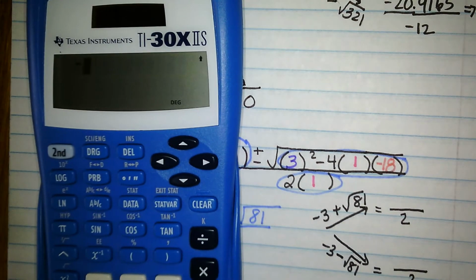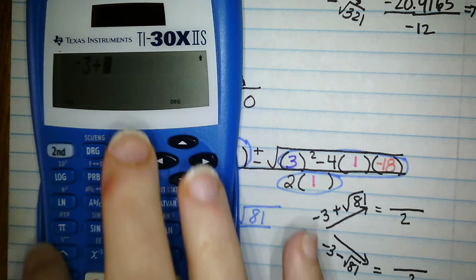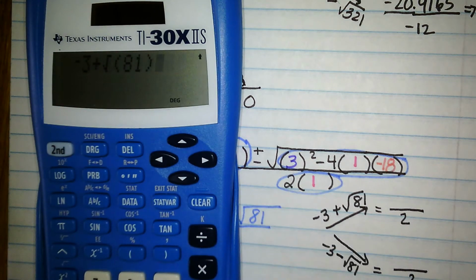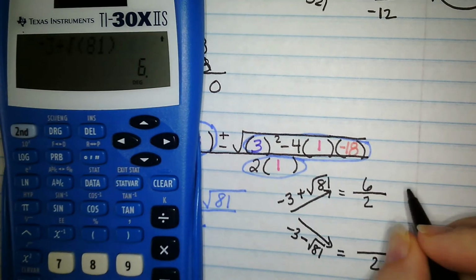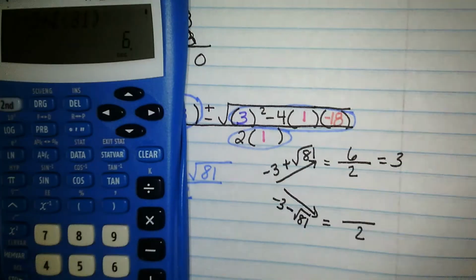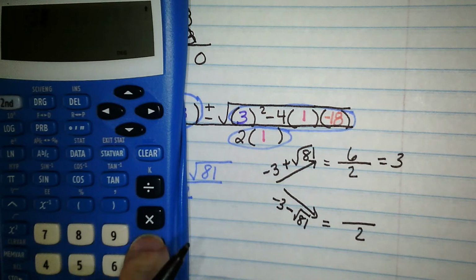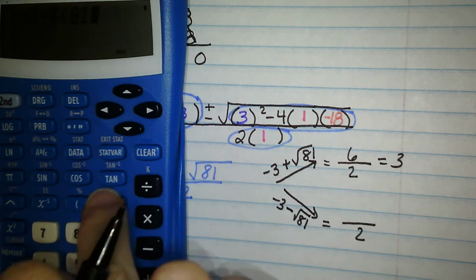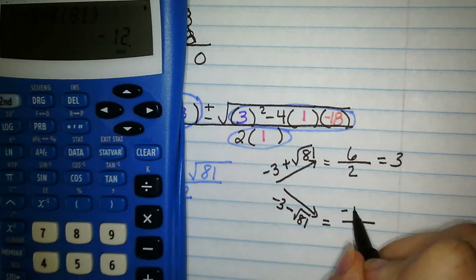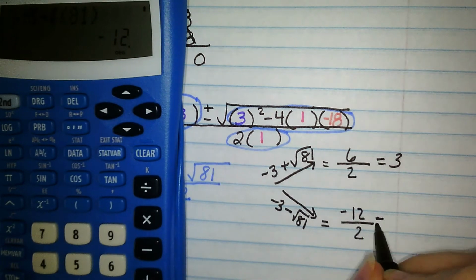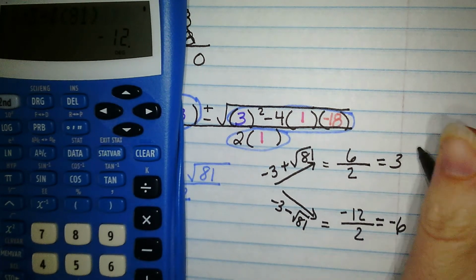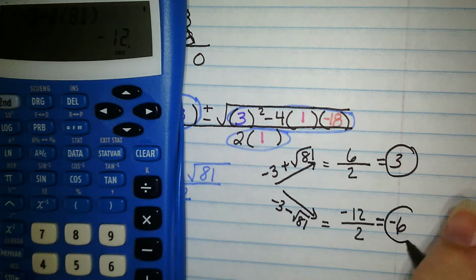So back over here, negative 3 plus the square root of 81 is 6. And when you divide 6 by 2, you get 3. Down here, negative 3 minus the square root of 81 is negative 12, and negative 12 divided by 2 is negative 6. So here are my 2 answers for the second question.